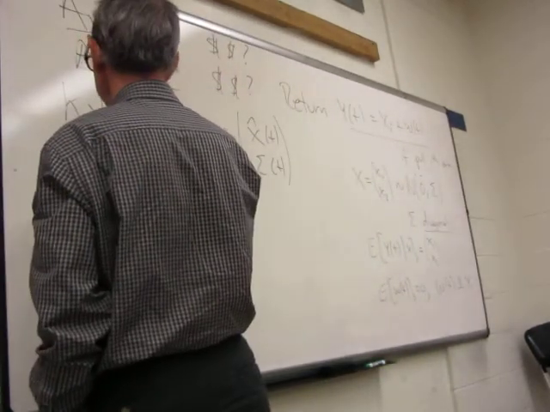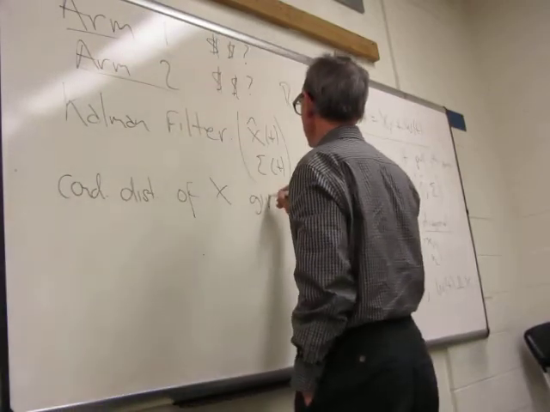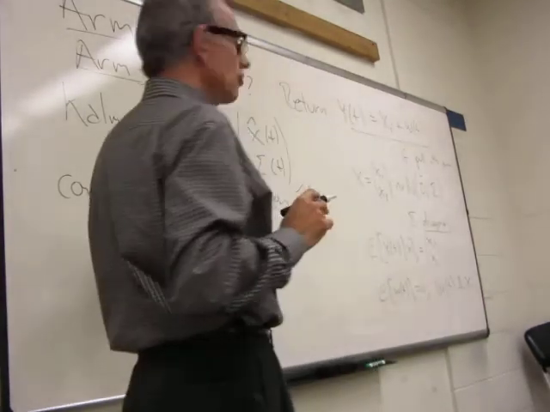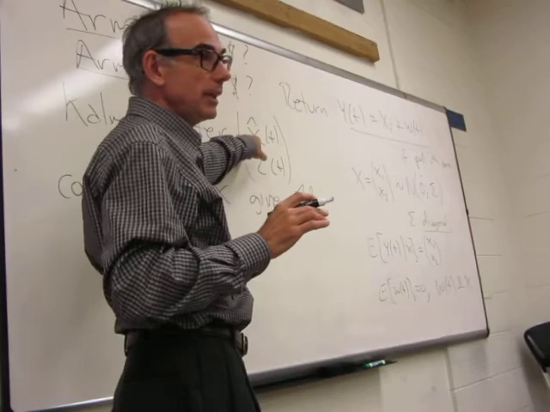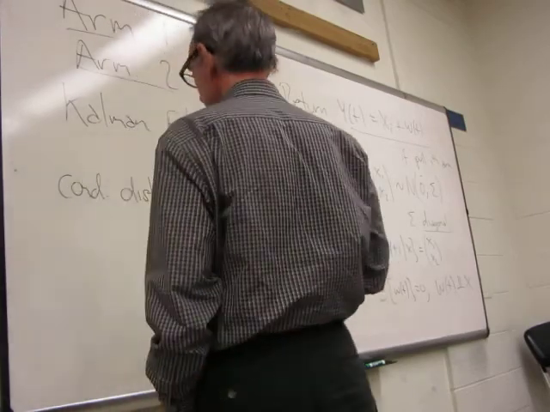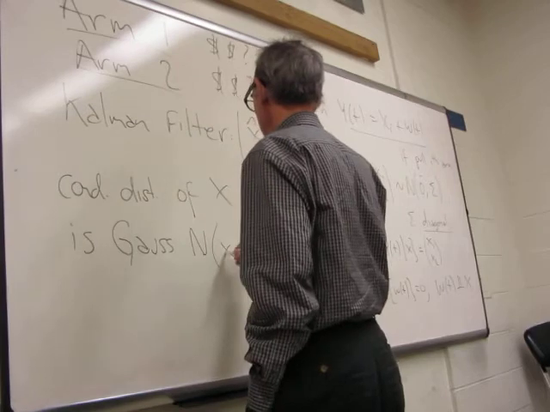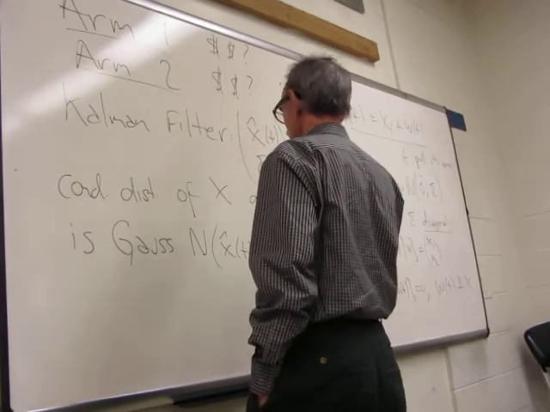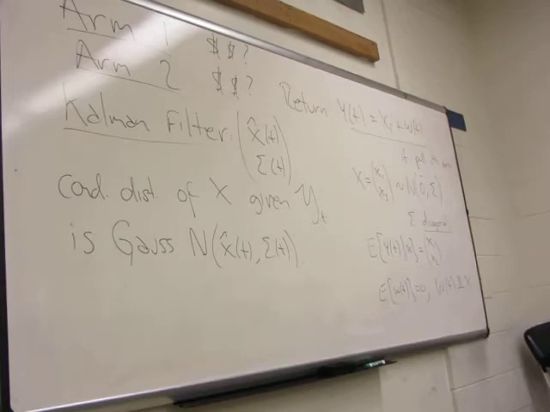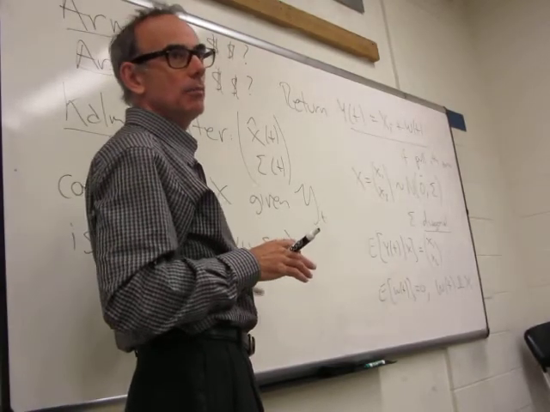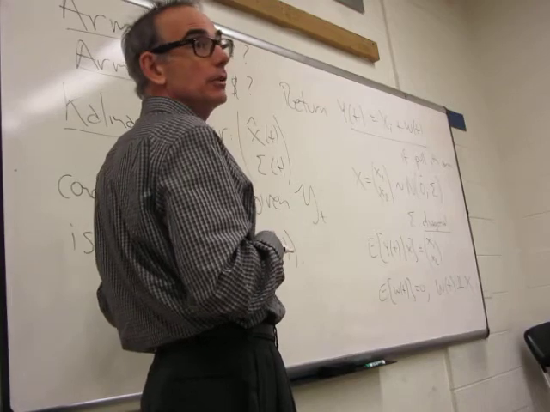So the conditional distribution of x, the static two-dimensional vector x, is Gaussian with mean x hat of t and covariance sigma of t. Okay? And the Kalman filter gives us this. And that's the beauty of Gaussian assumptions, is that just two parameters, the conditional mean and the conditional covariance, completely determine a Gaussian distribution. And that's why the Kalman filter is so powerful.